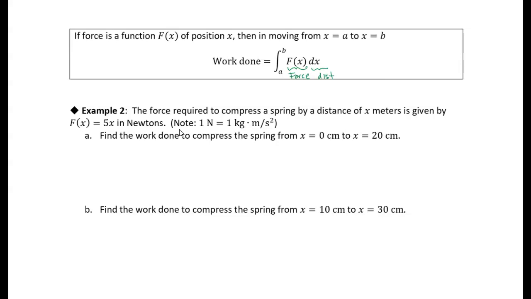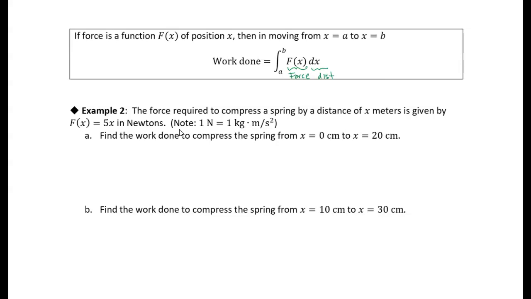So in example 2, we've got a spring, and the spring has a force that varies by the position. So the more you compress it, the more force it pushes back. It's pretty easy to compress at first, and then it linearly gets more difficult to compress. And the function of force needed to compress the spring is essentially just 5x. And we're asked to find the work done to compress the spring from 0 centimeters to 20 centimeters.